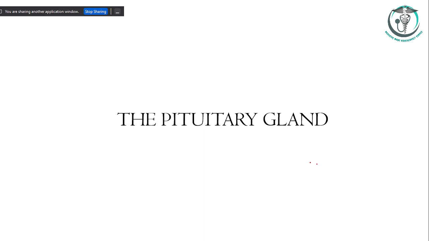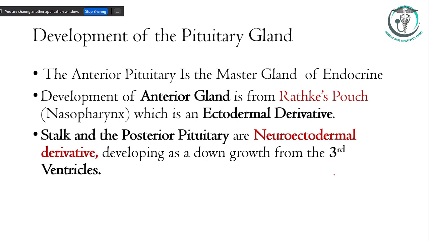Okay, the pituitary gland. So the development of the pituitary gland, I did mention where it is developed, and this is a question that might come in your anatomy as well as you're preparing for your exam, because you did your pharyngeal apparatus. Okay, remember that the pituitary gland has two parts: the anterior and the posterior. The anterior, I said, it comes from the pharyngeal apparatus. Where on the pharyngeal apparatus? It comes from the nasopharynx, okay, and this part of the nasopharynx is derived from the ectoderm.